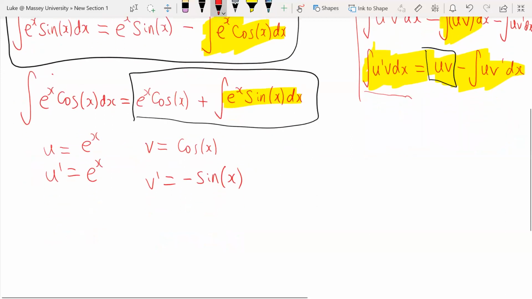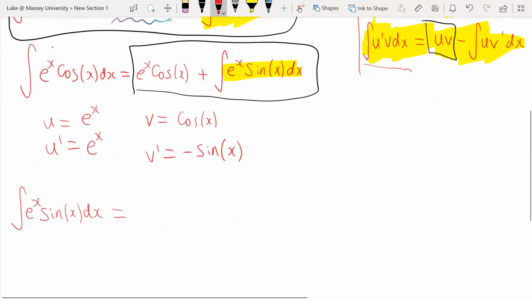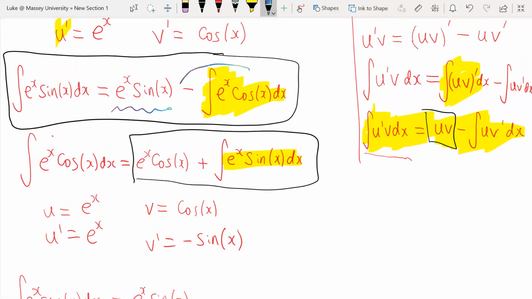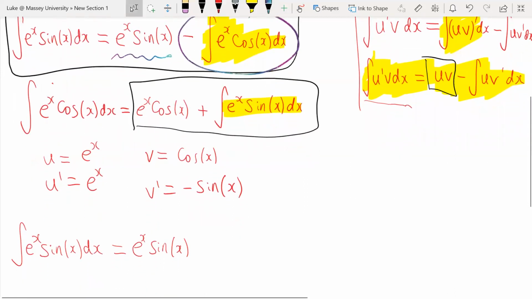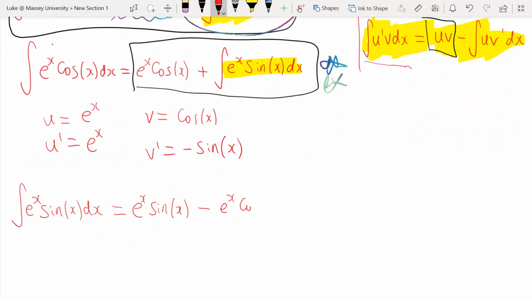So let's do that. The integral of e to the x sine of x dx is equal to, well, here we had e to the x sine x, and then we were subtracting this integral of e to the x cosine x, so we're going to take away that integral, but that integral we worked out was this thing here, so we take away e to the x cosine x, and then we also take away the integral of e to the x sine of x dx.